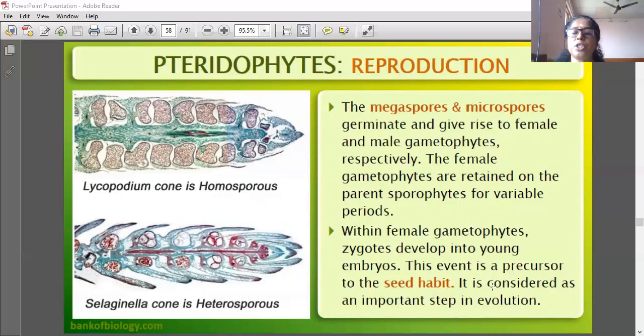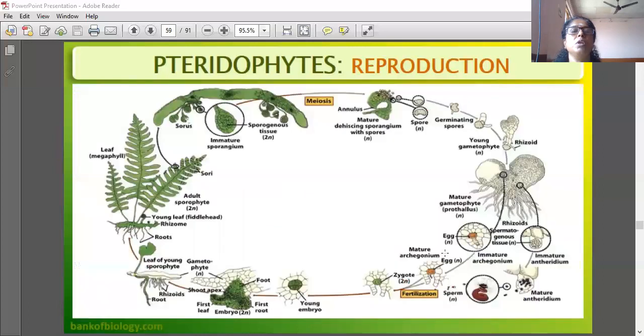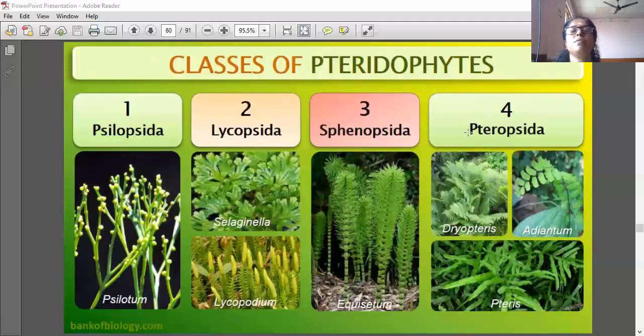This event is a precursor to the seed habit. It is considered an important step in evolution. This cycle is also shown there, and it is divided into four: Psilopsida, Lycopsida, Sphenopsida, and Pteropsida.